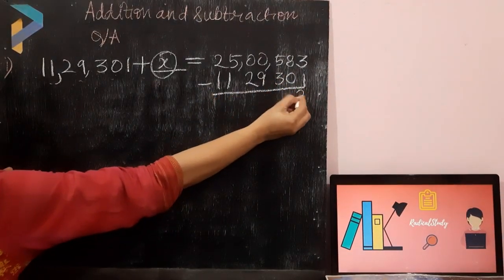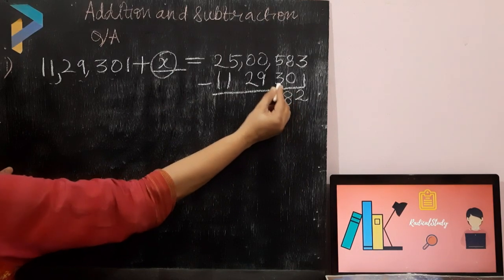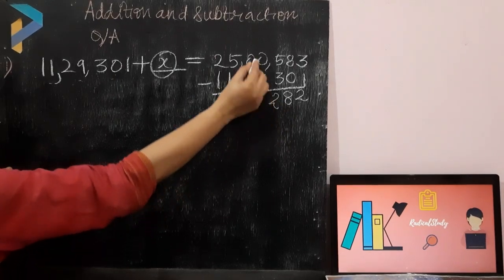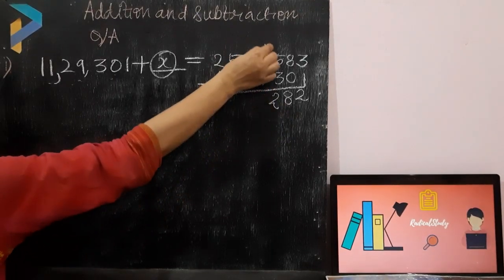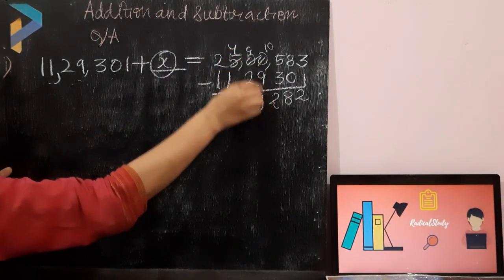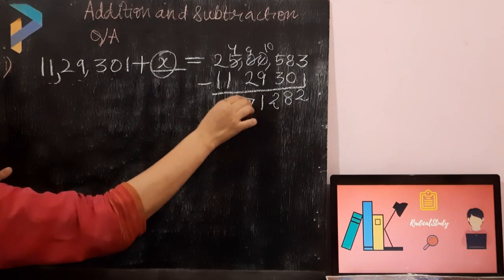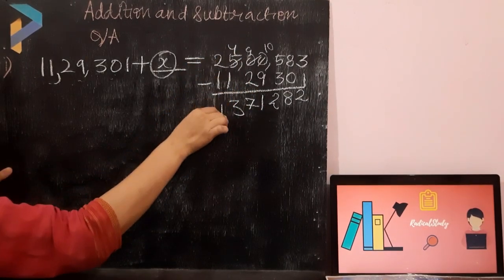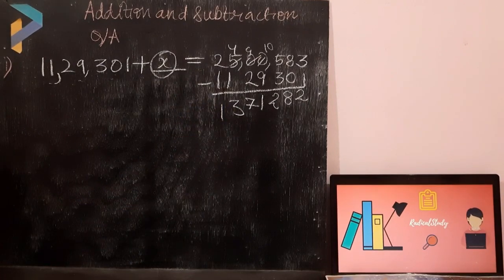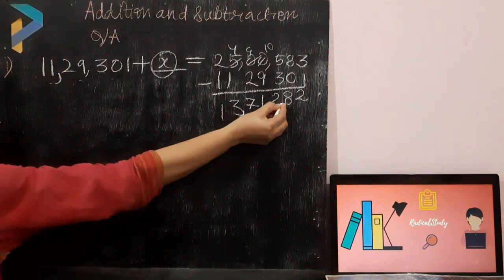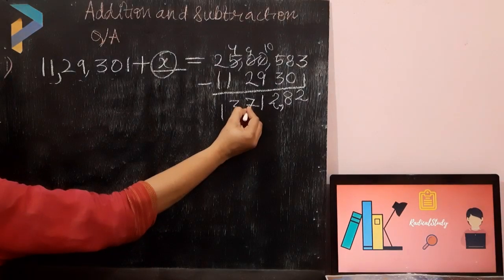3 minus 1 is 2. 8 minus 0 is 8. 5 minus 3 is 2. 0 minus 9, not possible. We will take carry. Now 10 minus 9 is 1. 9 minus 2 is 7. 4 minus 1 is 3. 2 minus 1 is 1. So what will be the answer, students? The answer will be 13,71,288. I am placing the commas according to the groups.